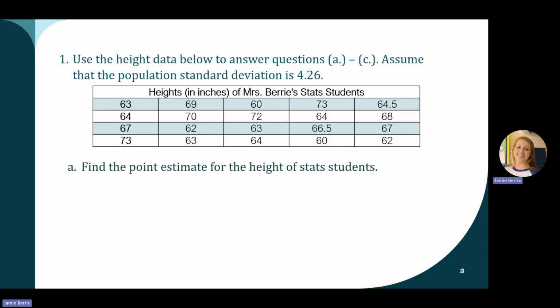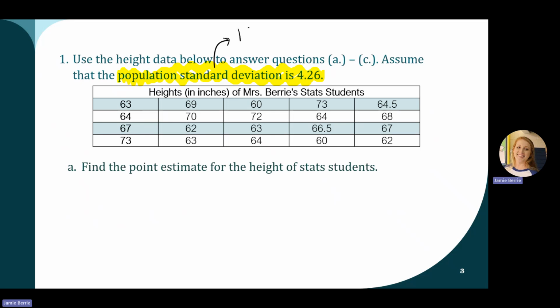All right, so here is some height data that I calculated from the students in my class one semester. It says use the height data below to answer questions A through C. Assume that the population standard deviation is 4.26. This is going to be important moving forward. So when you see this wording in the problem, you know that you're going to be doing what we call a Z interval.